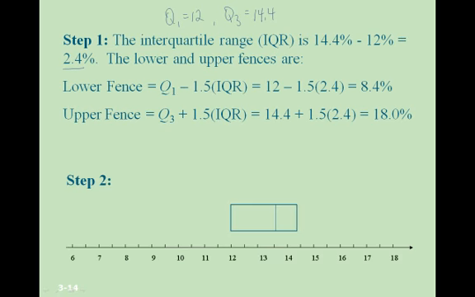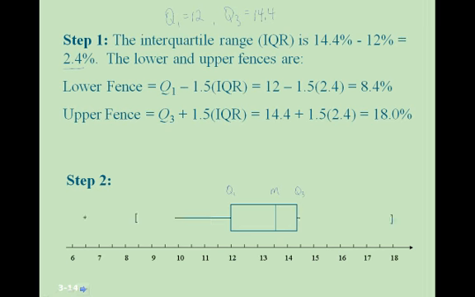So step 2, we want to draw our number line long enough to include the maximum and minimum values, which remember was 6.5 was our minimum and 14.5 was our maximum. Then we'll insert vertical lines at Q1, the median, and Q3. So we have a vertical line at 12 for Q1, 13.6 for the median, and 14.4 for Q3.